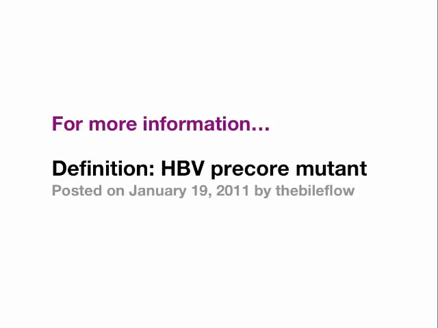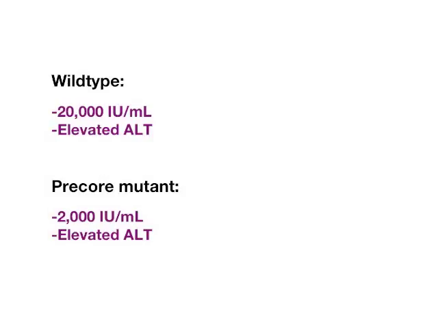Next, you should know what the guidelines are to initiate treatment for each of these two categories of infected patient. If the patient is wild type, then you treat if the hepatitis B DNA is greater than 20,000 international units per ml, and if the ALT is elevated.